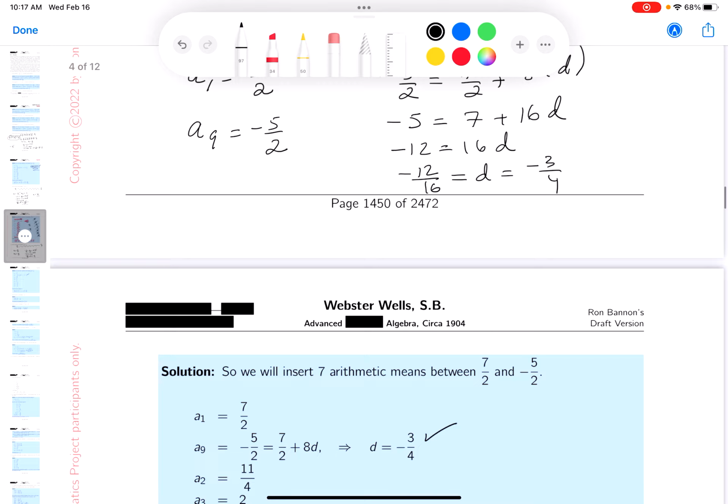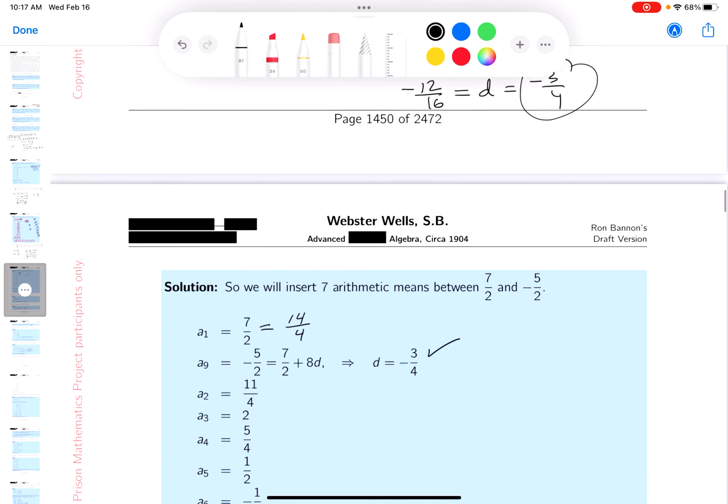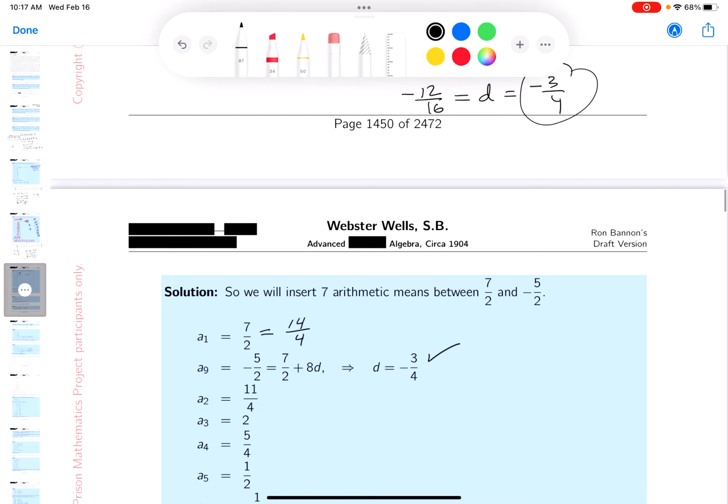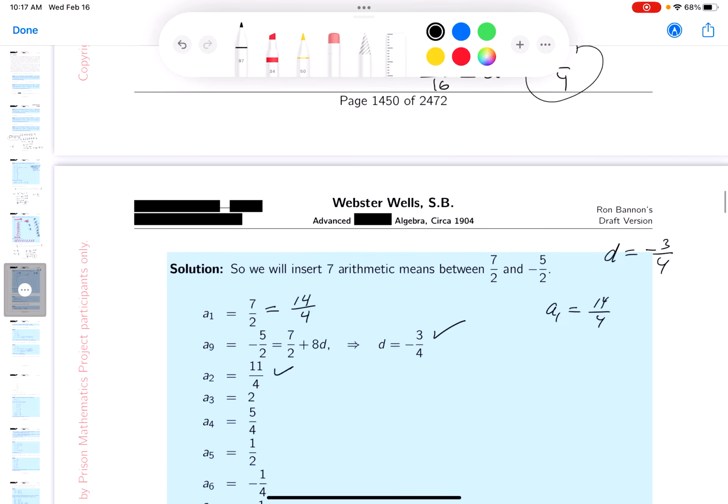But I got troubles over here because my d is in quarters, and this is in halves. So what I want to do is write down this in quarters, 14 quarters. So you know A1 is 14 quarters, right? You got to do the d now. What's the d going to be? Minus 3/4. What's the next term going to be? 11 quarters. Right, so you're at 11 quarters now.